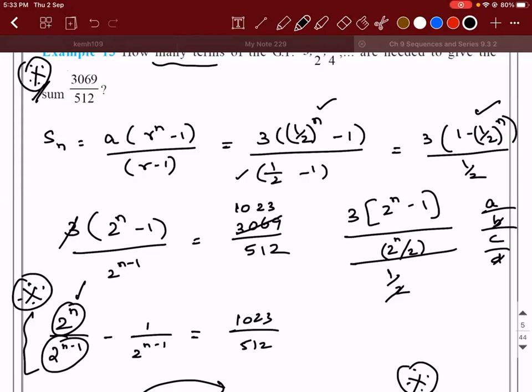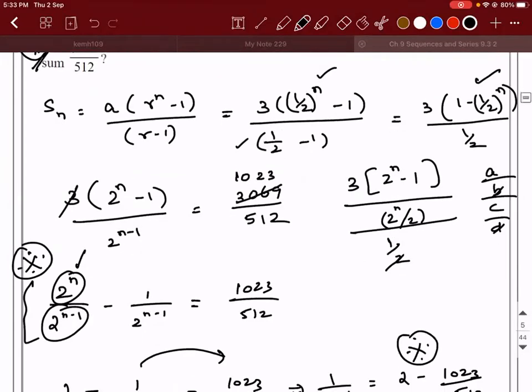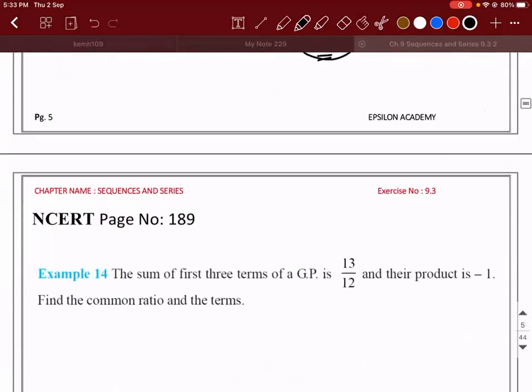Okay, sir, understood that, but I'm asking about the numerator. How did you get 2 power n minus 1? That is not 2 power n minus 1. Okay, sir. It is 2 power n minus 1. Now is it clear? Yeah.